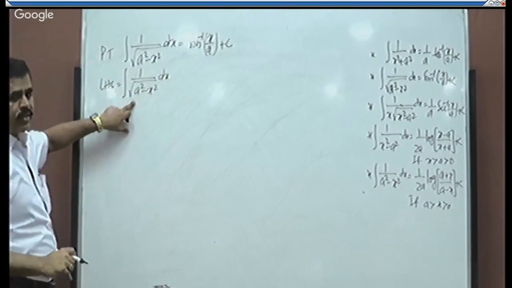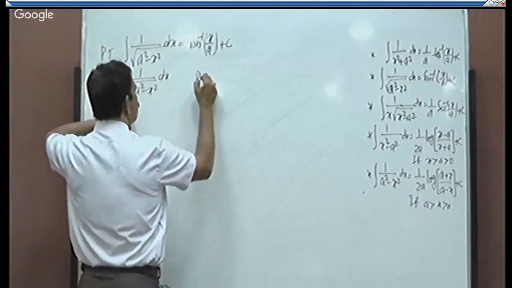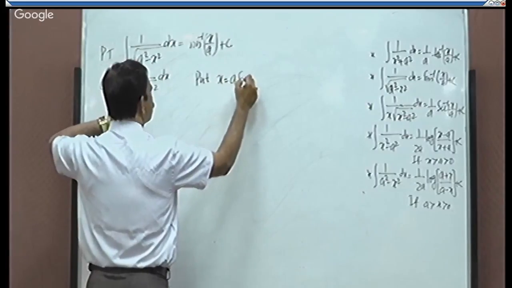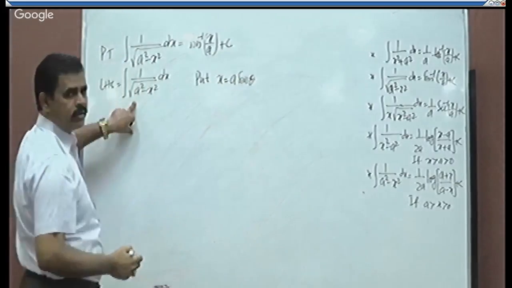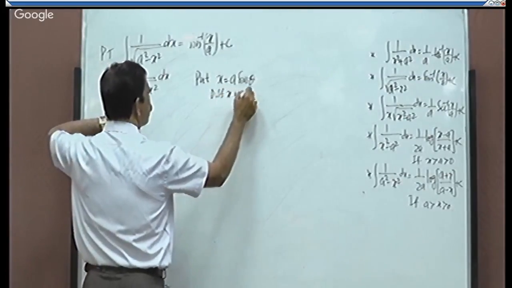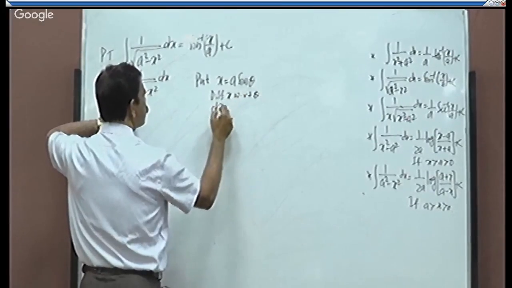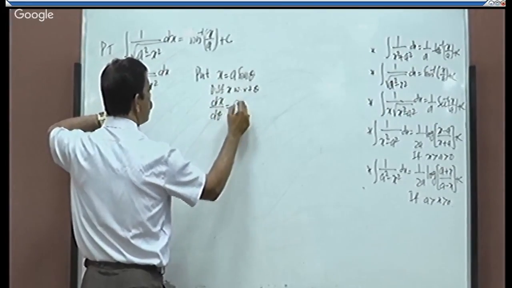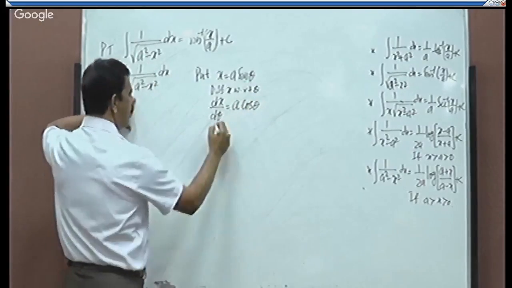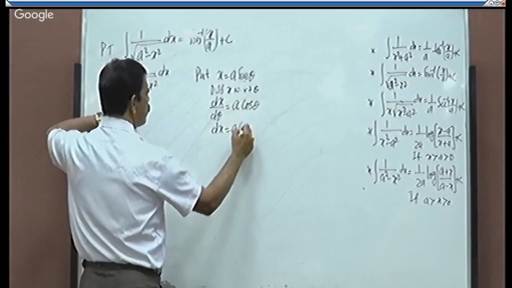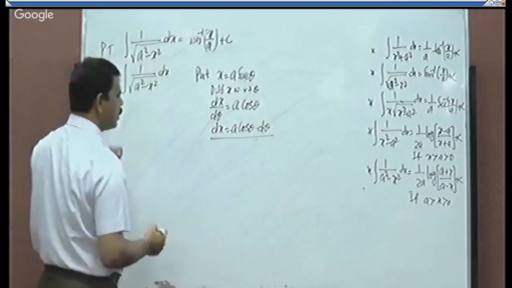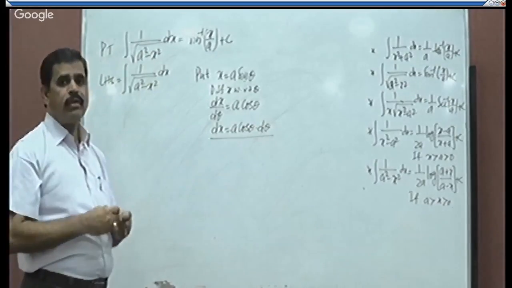There also we have to go for the substitution method. The answer should be in sine. Therefore, put x is equal to a sine theta. Differentiate this: differentiation of x with respect to theta. We get dx by d theta equal to a into the differentiation of sine theta, which is cos theta. So dx becomes a into cos theta into d theta.